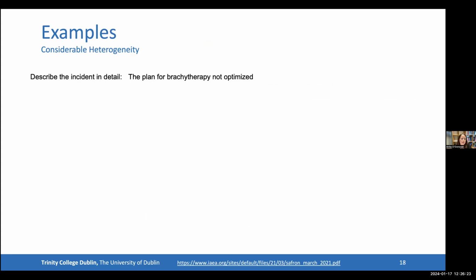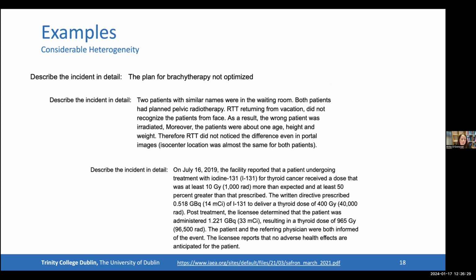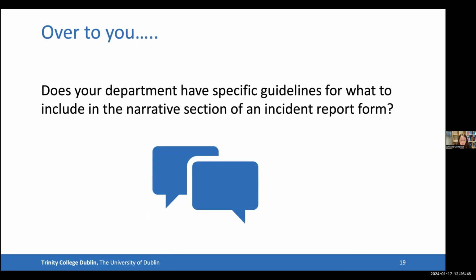So this is just an example taken from Saffron. Some of their examples show the heterogeneity that I mentioned. The first one here is very much lacking in detail. These are narratives that were entered into Saffron. This one has a bit more detail, and then this last one has a bit more detail again. So again, we have a lot of heterogeneity.